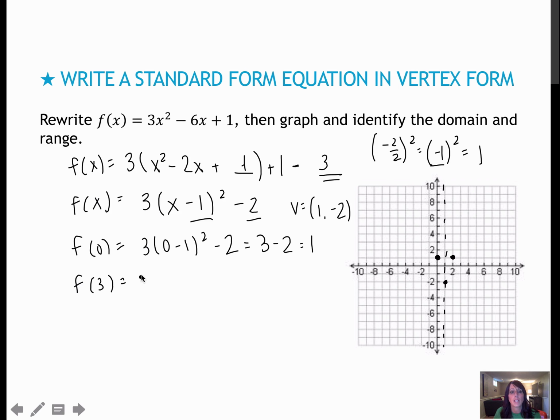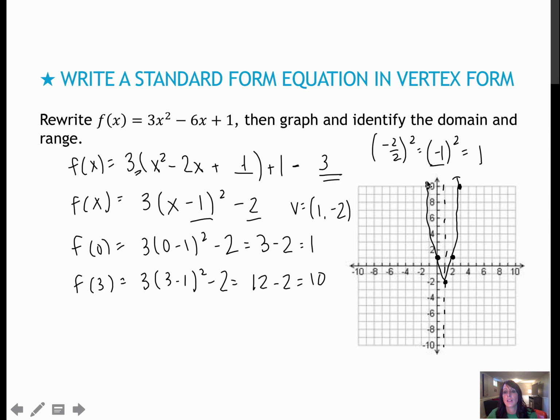So f of 3 would be 3 times 3 minus 1 squared minus 2. 3 minus 1 is 2. 2 squared is 4. 3 times 4 is 12. 12 minus 2 is 10. So 3 comma 10. This one's very, very skinny because of that 3 on the outside. That makes it skinnier. To reflect that, I would go 2 to the other side of the axis of symmetry, and then I would connect the dots.